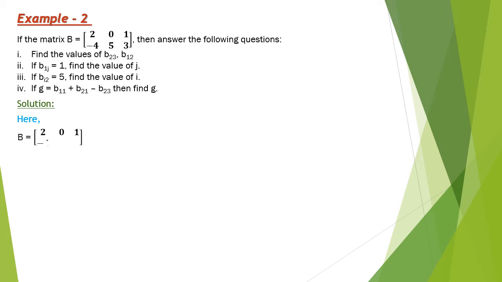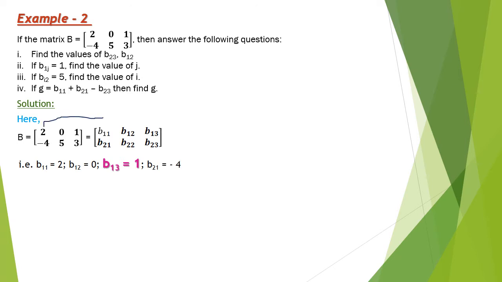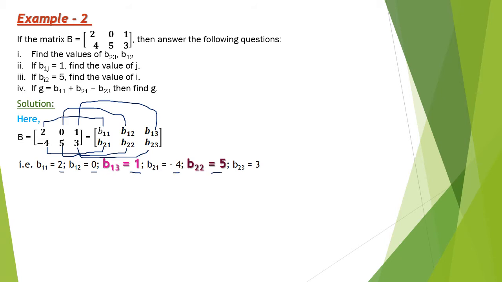You can see the matrix B and its general form is, you can see the general form is B11, B12, B13, and we can easily write, this is B11, first row, first column, you can see, first row, second column, and first row, third column, isn't it? So, second row, first column, second row, second column, second row, third column. Now we know that B11 is 2, B12 is 0, B13 is minus 1, B21 is minus 4, B22 is 5, and B23 is 3.